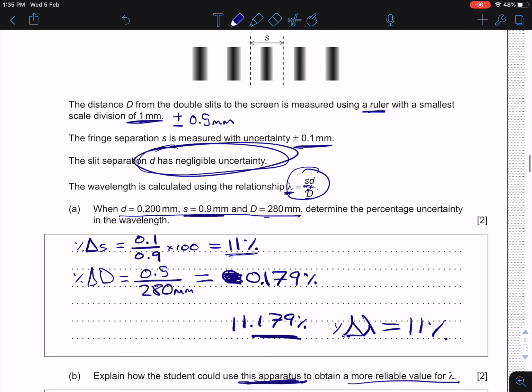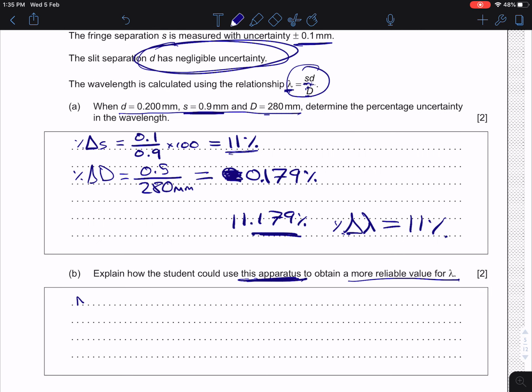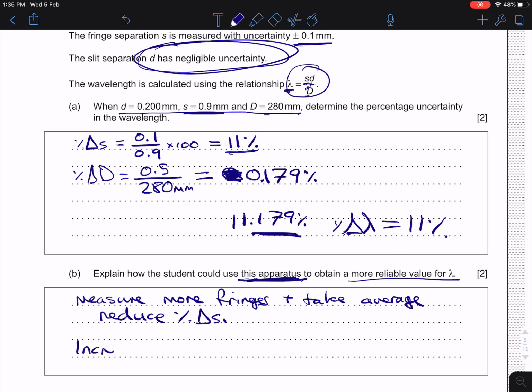So you could do that in two ways. Either you can measure more fringes and take an average, which would reduce the percentage uncertainty in s. Or the other option is to increase big D, increase the distance from the screen, because that would increase s and therefore reduce the percentage uncertainty in s.